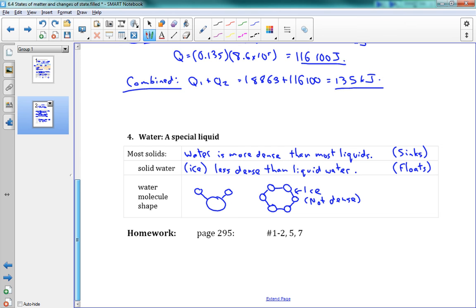Okay, that's the lesson. That's what we're dealing with, changes of state. Enjoy the homework.